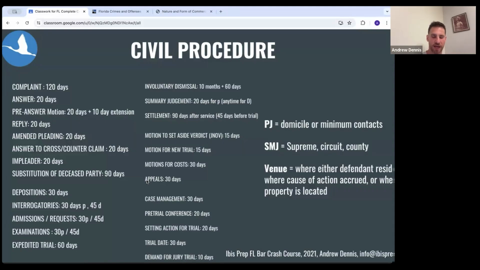Some other dates we could look at are involuntary dismissal, right, would be 10 months plus 60 days of no activity. Summary judgment, 20 days for the plaintiff, from after the answer. Well, yeah, or anytime for the defendant after discovery. Settlement would be 90 days after service, but 45 before trial. And then motions, 15 days to set aside or judgment notwithstanding the verdict. Motion for new trials, 15 days. Motion for costs is 30 days. And appeals are 30 days.